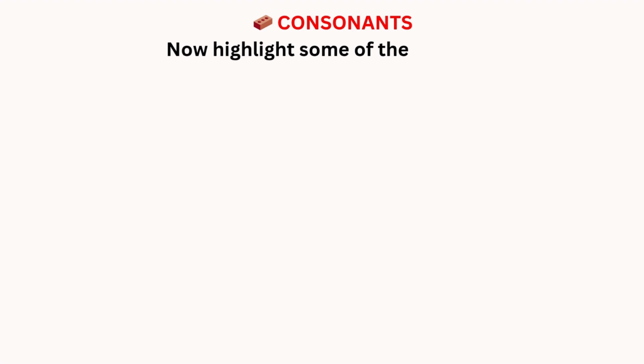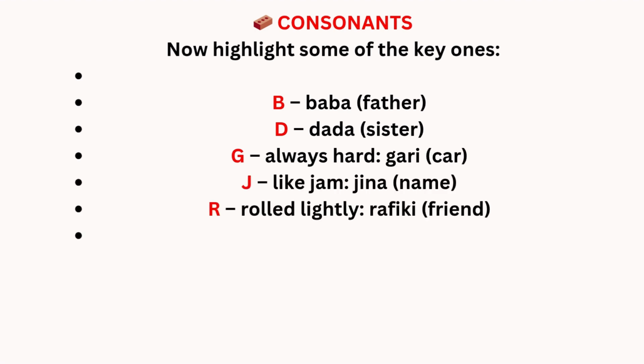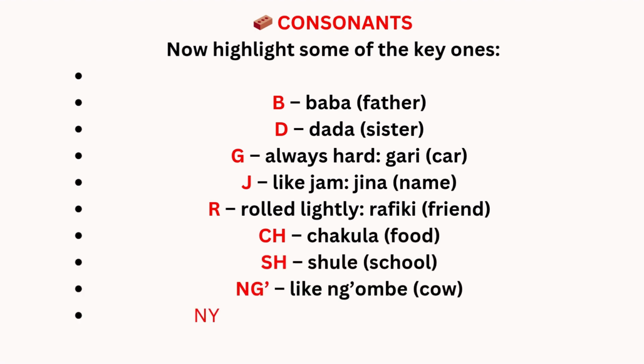Let's look at the consonants. Now we're going to highlight some of the key ones. An example, we have B, like in baba. Baba in English is father. Remember, I'm not saying ba is father, I'm just saying ba is used in a word like baba in Swahili. So that can make your vocabulary bigger.